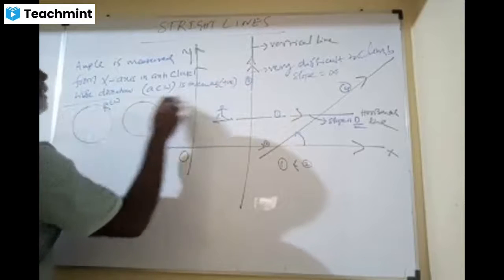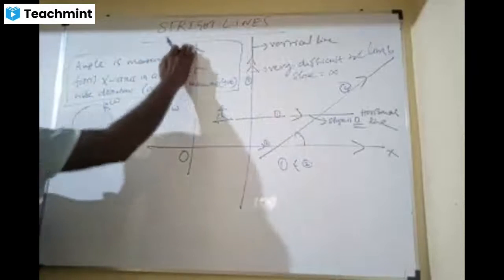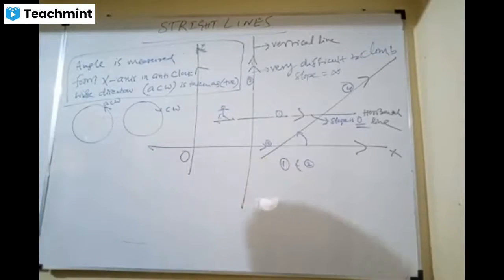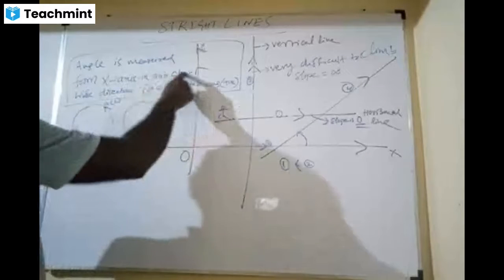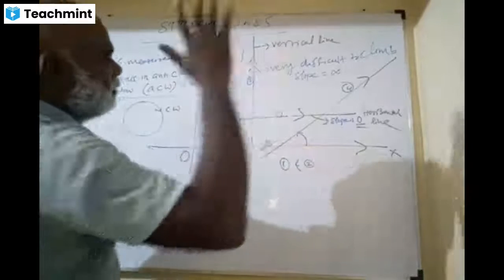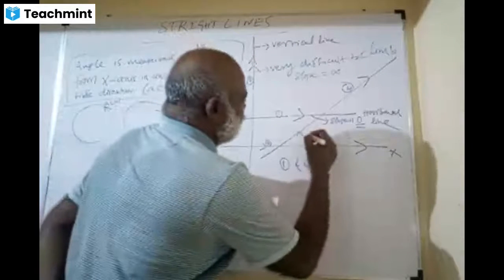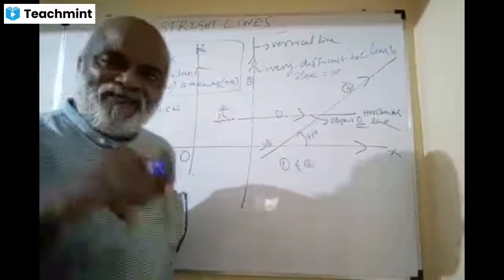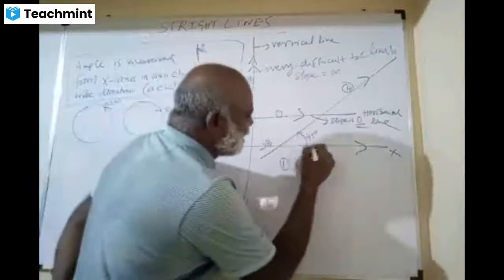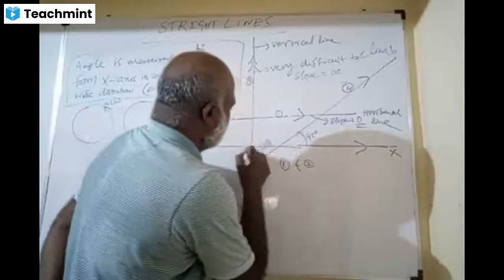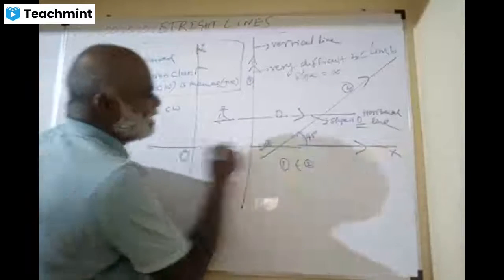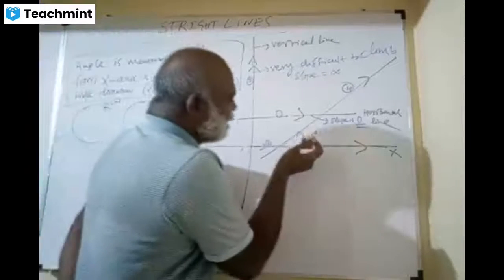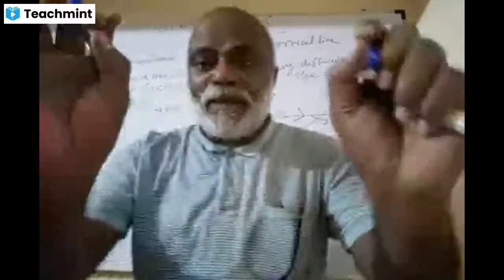That's all. So angle is measured from the x-axis, anti-clockwise is taken as positive. Please note down this point. Angle measured from the x-axis in the anti-clockwise direction is taken as positive. Let me say this is 45 degrees. I am saying 45 because it is measured from the x-axis. This is O, this is the x-axis, and it is measured in the anti-clockwise direction. That's why I am saying it is plus 45 degrees.